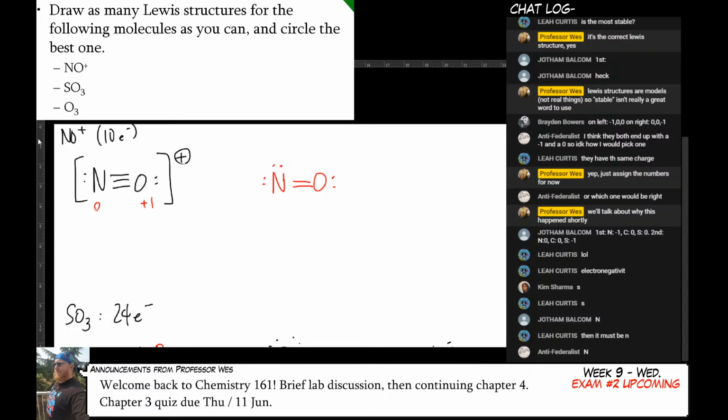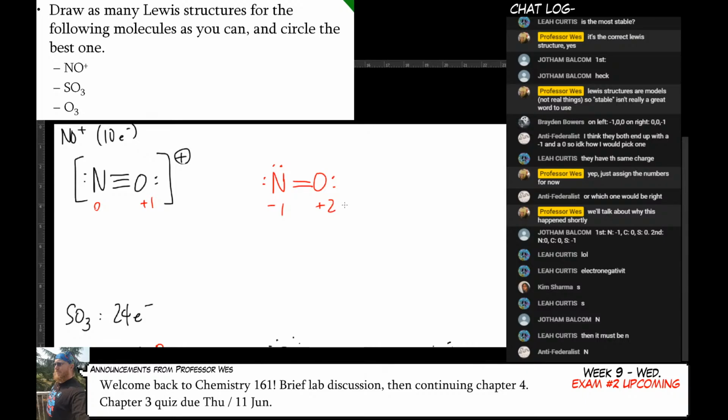But we've been talking about how you don't always have to have an octet. And yeah, that's true. But let's consider formal charges here. If I calculate the formal charge of this nitrogen in this position, I get this. It starts with 5, currently has 6. Over here, my oxygen starts with 6 and currently has 4.